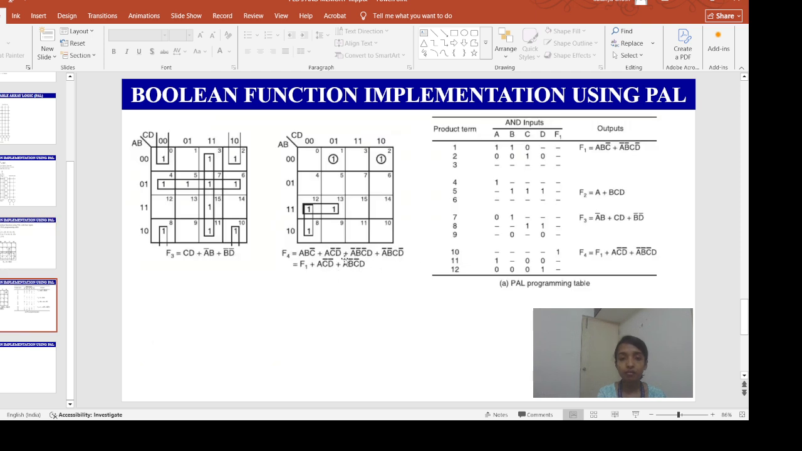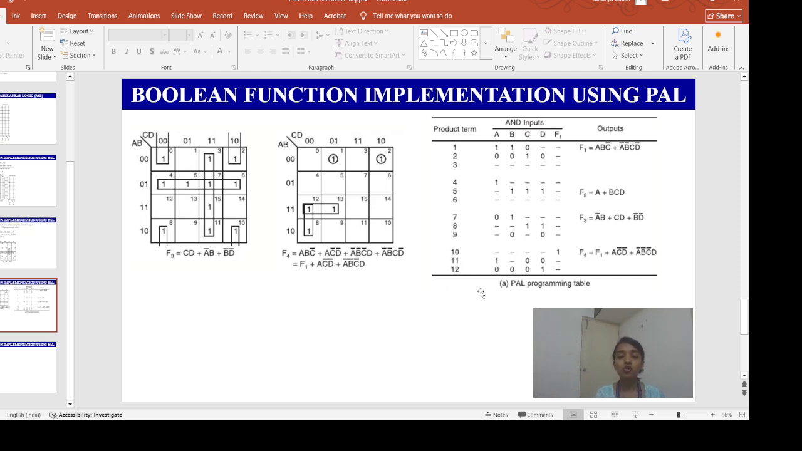So ABC bar and A bar B bar C D bar. This first and last term corresponds to my F1. So we can simply write F1 here, and the second and third terms we can write as they are.